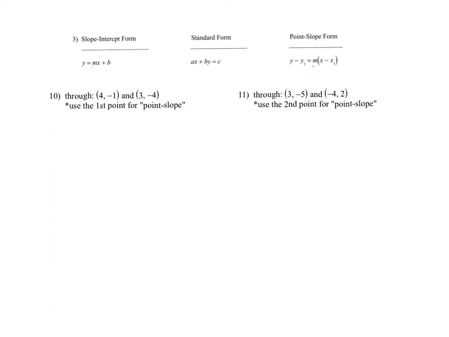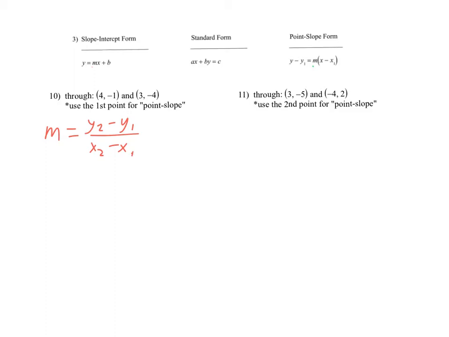All right, next up here we got number 10. So same idea here. We're going to try to write this in all three forms, but on this one it's a little bit different because we are not given the slope. But anytime we're given 2 points, remember we can always find the slope by doing our y2 minus y1 over x2 minus x1.